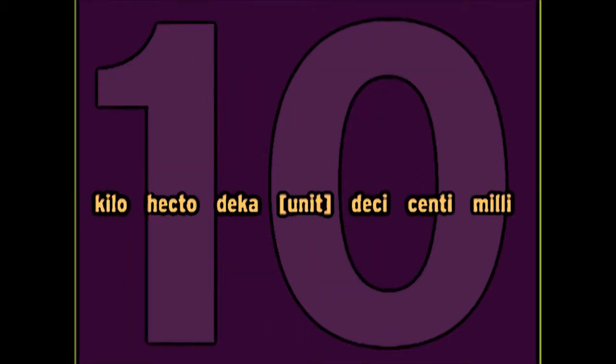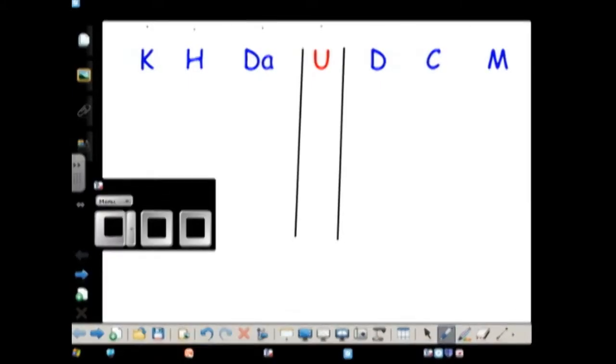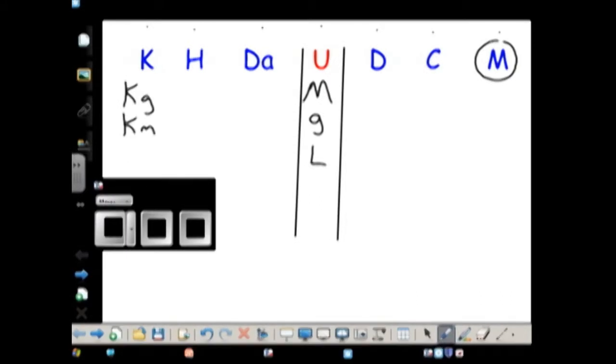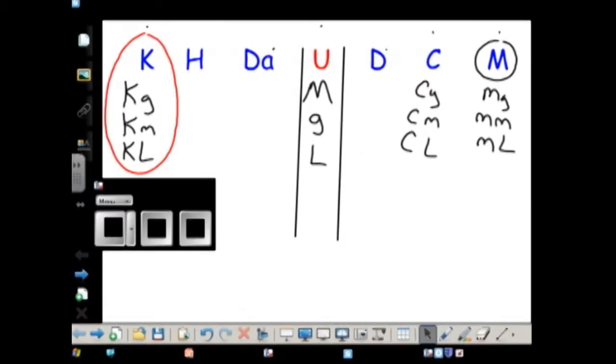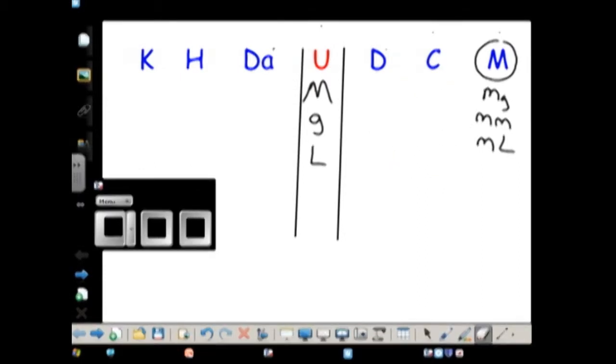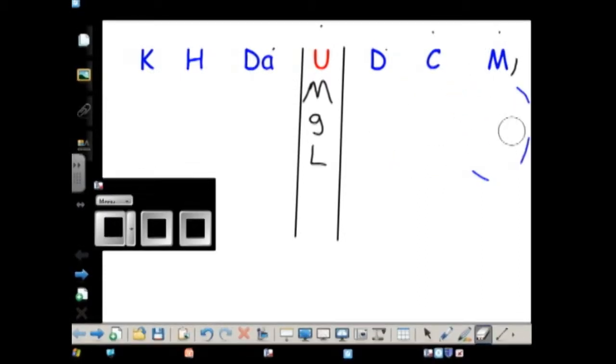Kilo, hecto, deca, unit, deci, centi, milli. Set up your things. You remember, people get confused with meter. The units, it's all one single letter. Everything else is double letters. You really don't use hecto, deca, or deci that much, but the other ones you do. Kilo, centi, and milli. And they're all going to be 2 letters.